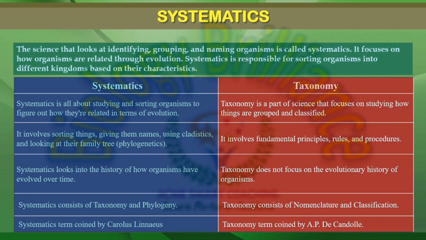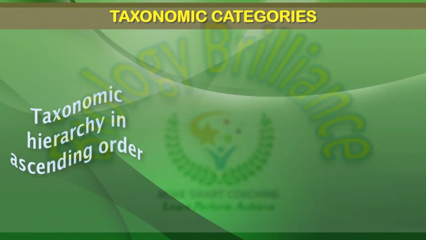Systematics consists of taxonomy and phylogeny, whereas taxonomy consists of nomenclature and classification. The term systematics was coined by Carolus Linnaeus, whereas the term taxonomy was coined by A.P. de Candolle. Now, we will see the taxonomic hierarchy in ascending order.